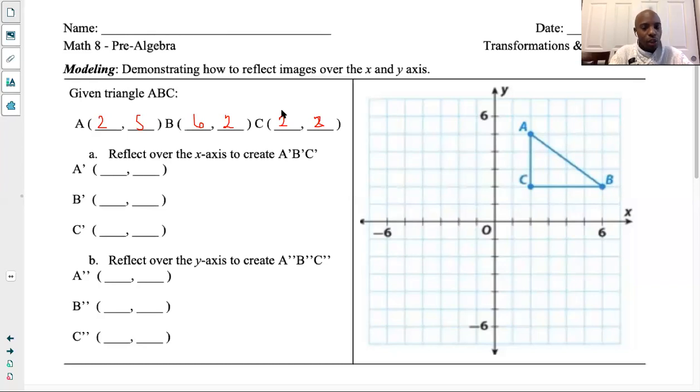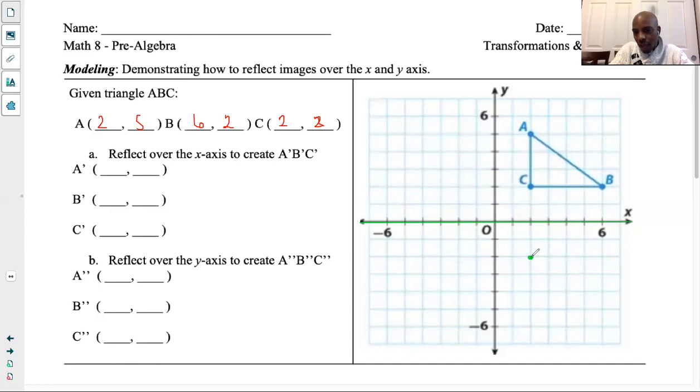Now, I need to reflect it over the x-axis. And if you notice with me, right, this line right here, and I'm going to make it green, right? This line, sorry, okay, this green line that I just drew, that's our x-axis. So if I'm trying to flip it over the x-axis, I need to make sure it gets on the other side of this line. If I folded this in half, this C should end up right here.